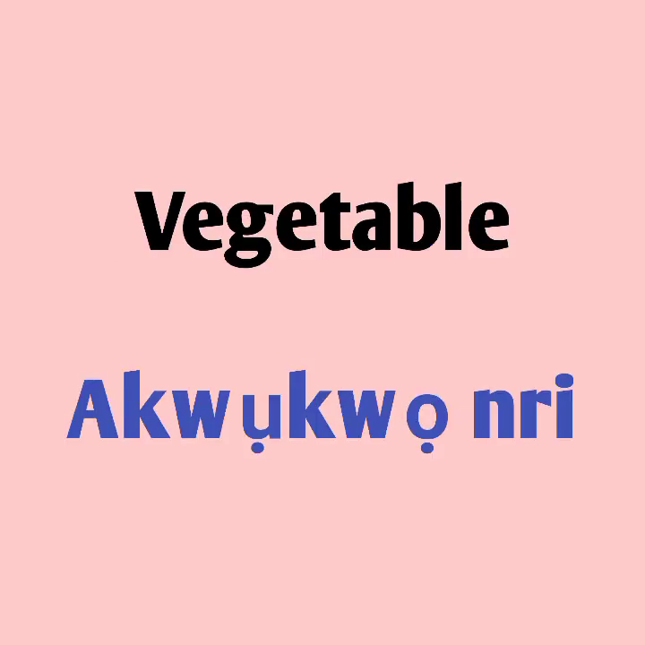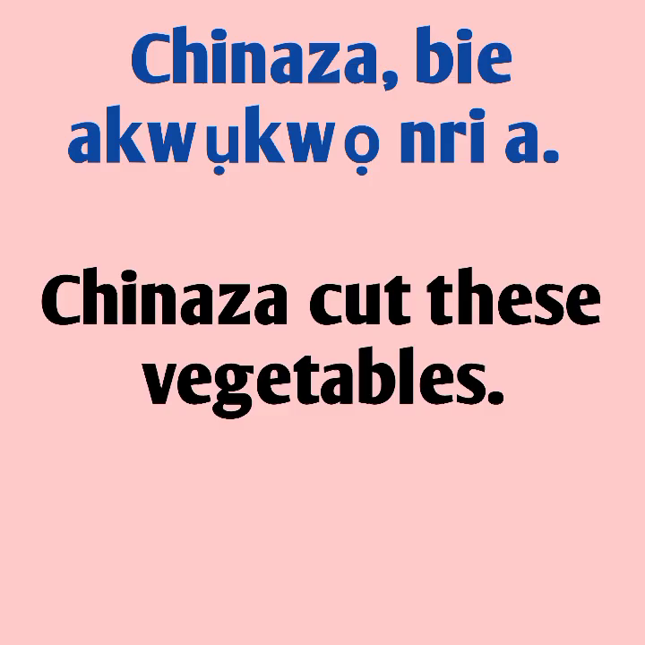Vegetable. The name in Igbo is akwụkwọ nri. So to make a sentence with vegetable in Igbo, we say Chinaza bee akwụkwọ nri a, which means Chinaza cut these vegetables.